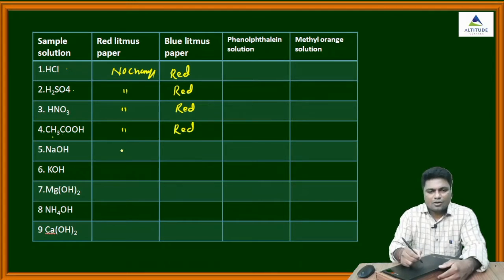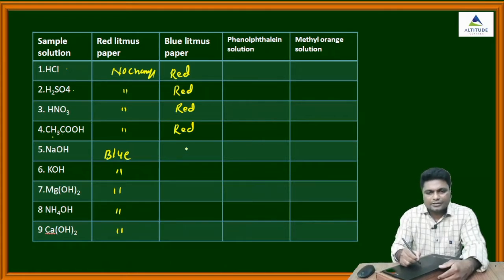Okay. Now we will continue with this column also. This is the basic medium. In the basic medium, red litmus paper changes to blue. So this is blue, because sodium hydroxide base, potassium hydroxide base, magnesium hydroxide base, blue color; ammonium hydroxide, that is blue color; and calcium hydroxide, blue color.